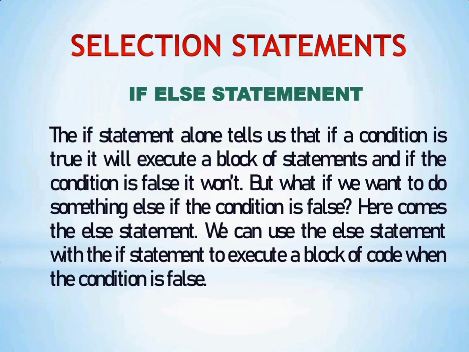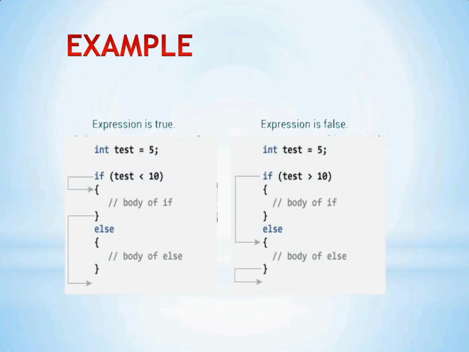Now let's discuss the if else statement. In the first statement, the if statement alone runs or executes when the condition is true, but it doesn't show any other error if the condition is false. Here comes the if else statement. We can use the else statement with the if statement to execute a block of code, and we can also execute the false case. If the condition is false, we can execute that also by using the if else statement. So this is the example of the if else statement.